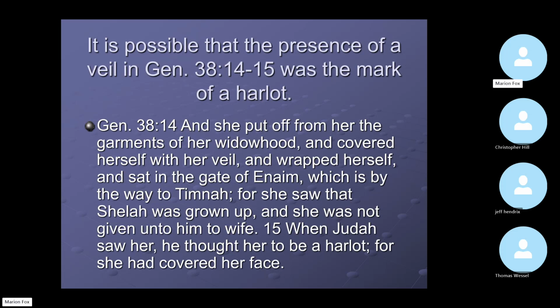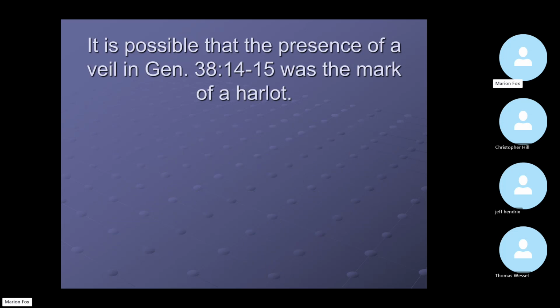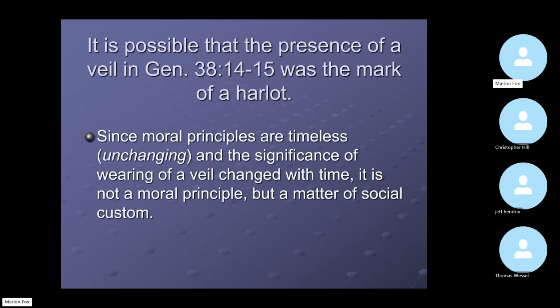It might be that harlots wore a veil so that you wouldn't know who they were. So a married woman could sell herself and get money and hide her identity from men, okay, if she put a veil on. That's a possibility, and it's possible that she had this veil on so he wouldn't know her. And whatever the case, she'd covered her face. Probably he just didn't recognize her, okay? But he thought she was a harlot.